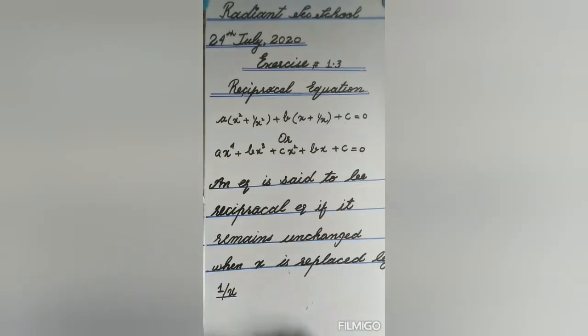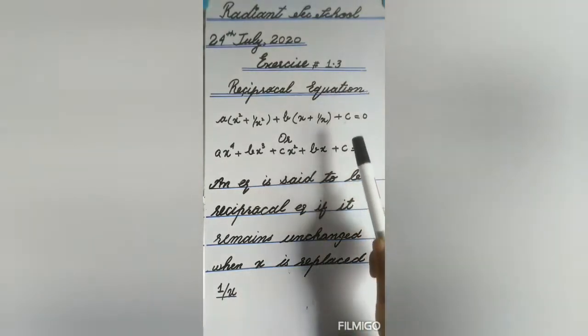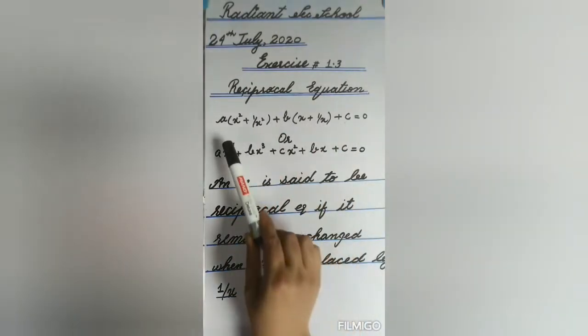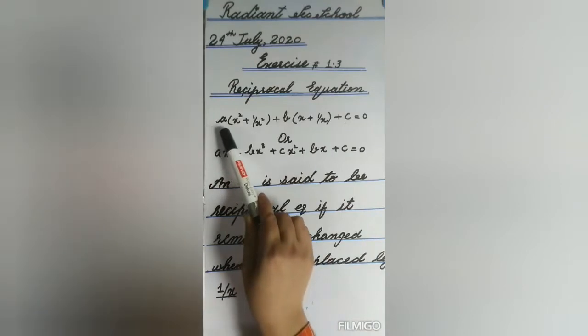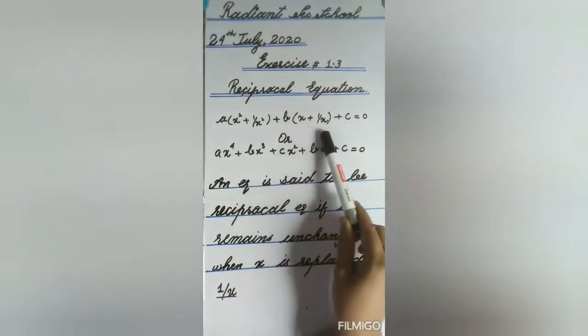Students, right now I'm here, your maths teacher, to explain exercise 1.3 from question number 10 onward. Firstly, I will tell you about the reciprocal equation. Here I have written the equation: a into (x square plus 1 over x square) plus b into (x plus 1 over x) plus c equals 0.